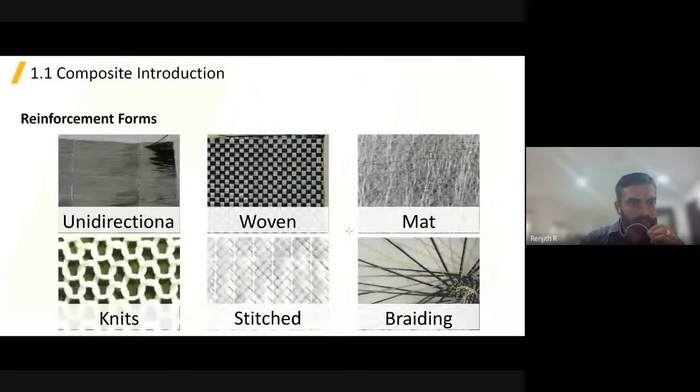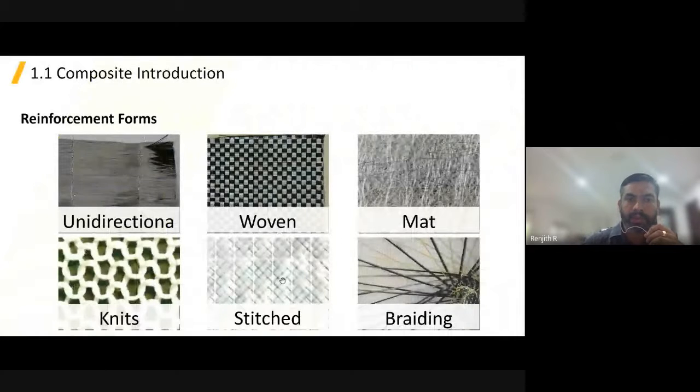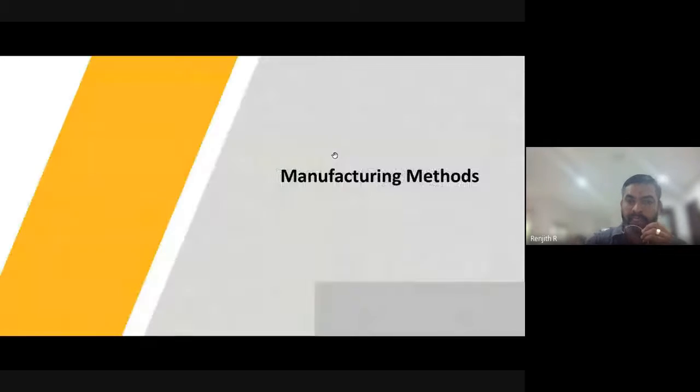And also, we can arrange the reinforcement in different manners. The first one is unidirectional reinforcement, that is, the reinforcements are provided in only one direction. The second one is woven type, that is provided in both directions, the X and Y direction. If we say fiber direction, that is parallel to the fiber and perpendicular to the fiber. Then there is mat type, and this is knit type, stitched type, and braiding type. These are some of the arrangements of reinforcement to make composite materials.